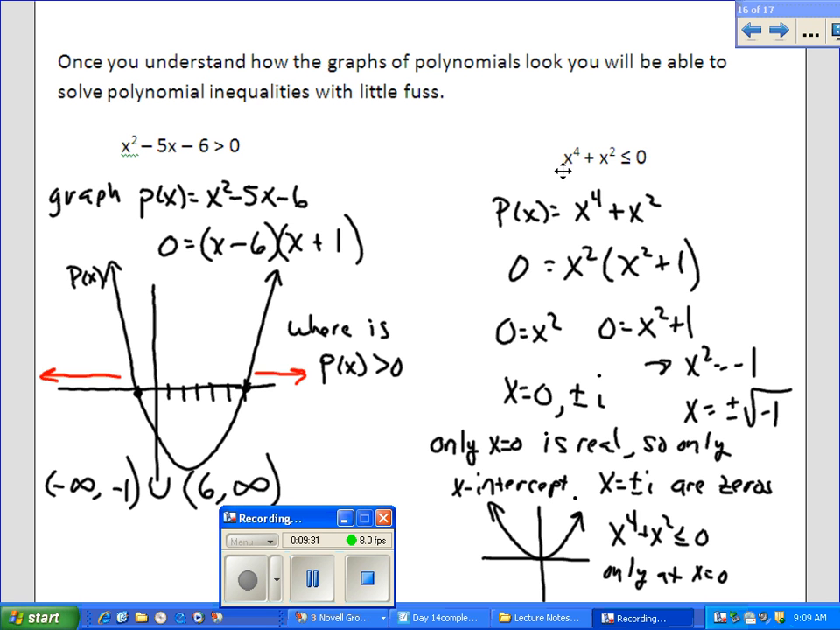And because we know it's an even degree, degree 4, positive leading coefficient, we know it has to be increasing. So it's going to look something like this. And the only part where this is less than or equal to 0 is where it actually equals 0 exactly at x equals 0. So that's one very short interval. It's exactly 1 point.